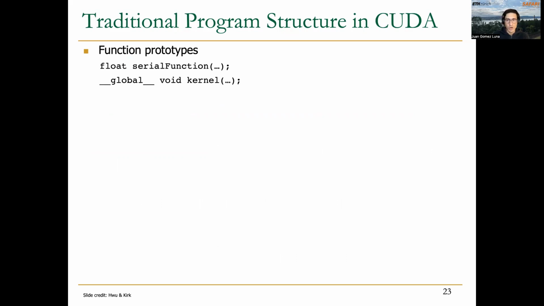The typical structure of a program in CUDA is something like this. We'll have function prototypes for functions running on the CPU, such as this serial function that we see here in the slide, and there will be kernels, that are the functions that run on the GPU. Observe that the GPU kernels always start with this global qualifier. And then we have the host code, where the execution will start. And at some point, the host, the CPU, will offload computation to the GPU side.